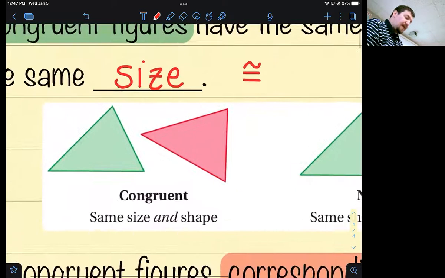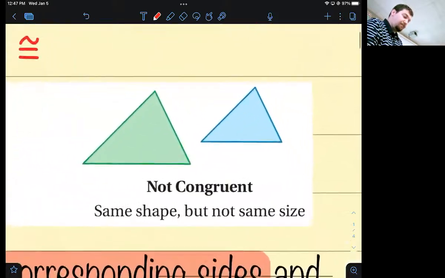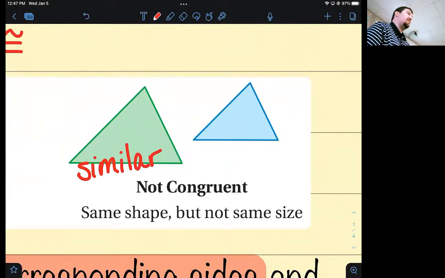So congruent means same size and shape. Not congruent just means they're not the same. That could be because they're the same shape but not the same size, or they could even be different shapes. We actually have a name for this. If they are the same shape and not the same size, we call that similar. We'll talk about similar shapes after I come back, in a couple of weeks.